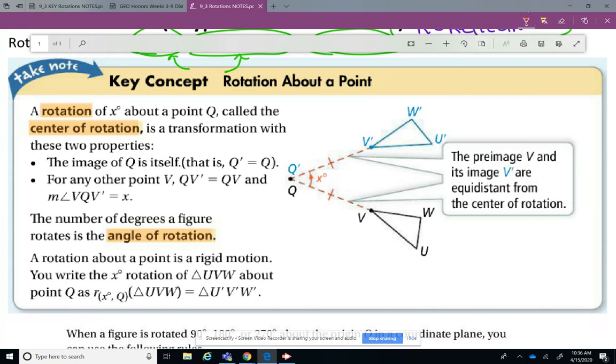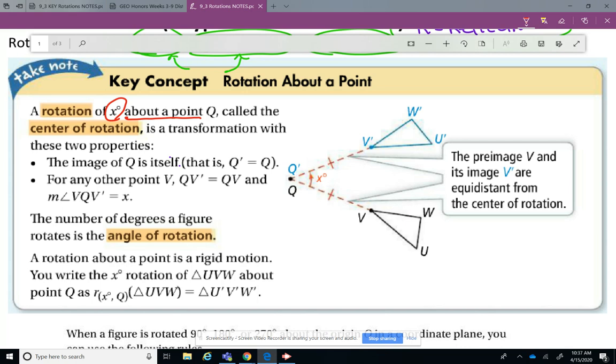A rotation of x degrees. That means however many degrees you're going to rotate it. That's going to end up being a number. But for right now, since we don't know what number we're going to use, we're just going to say we're going to rotate it x degrees. So it could be 90, it could be 270, it could be 360, it could be 180, it could be 30, 40, it could be lots of things. About a point. That means around the point.